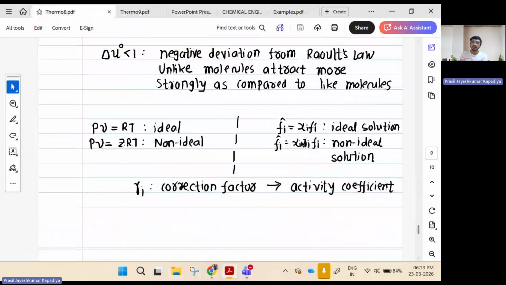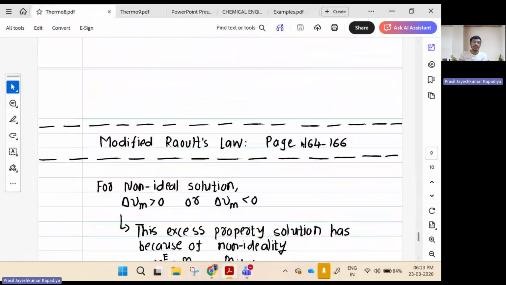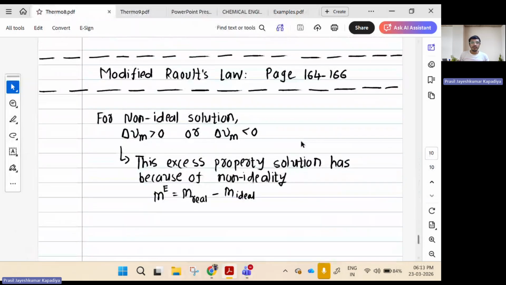For the liquid phase, that represents non-ideality of solution. Gamma is a correction factor which is known as the activity coefficient. And we know that for non-ideal solutions, this delta Vm can be greater than zero, or it can be less than zero. So if our solution were ideal, this term delta V mixing would be equal to zero, but in our case, the solution is not ideal.